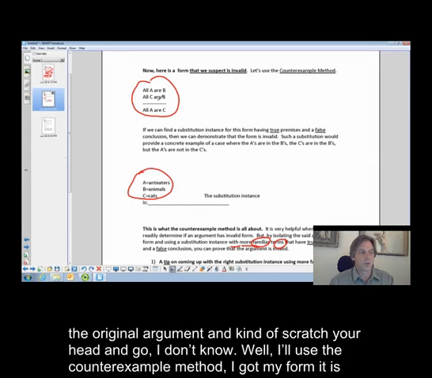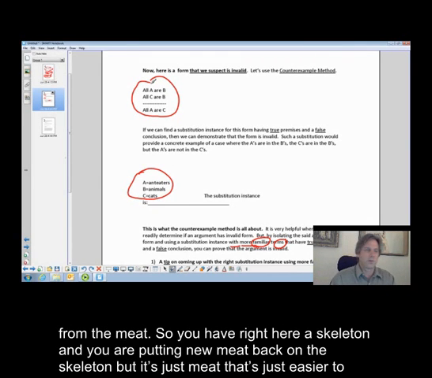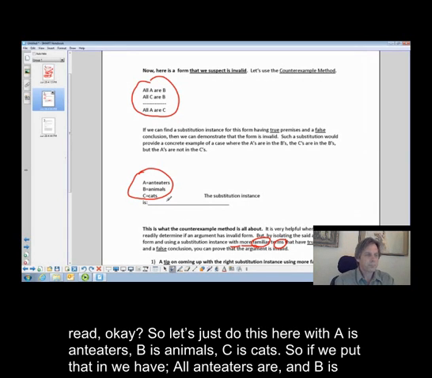Well, I'll use the counterexample method. I've got my form. It is isolated. And then I'm gonna slap. It's like you have meat and bones together. That's the argument. You take the bones, the skeleton, away from the meat. So you have right here a skeleton, and you're putting new meat back on the skeleton, but it's meat that's just easier to read, okay?